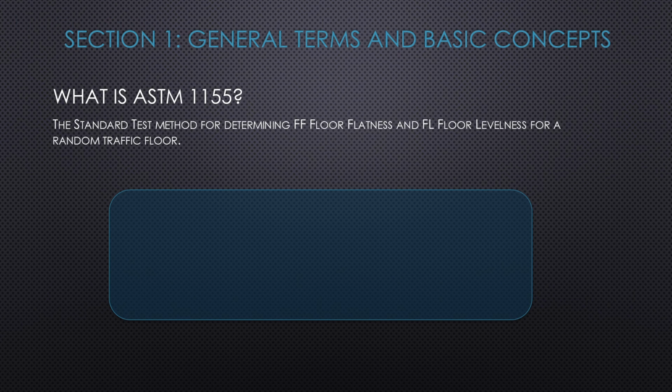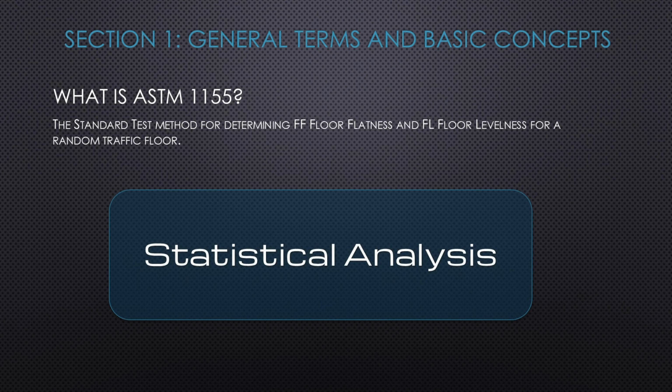ASTM 1155 is a test method which is used to measure random traffic floors. The results of the tests are reported in F numbers, FF and FL, floor flatness and floor levelness. It outlines the specifics on how to measure a floor, and with that measurement data, do a statistical analysis to infer with a certain level of confidence just how flat and level the entire floor is.